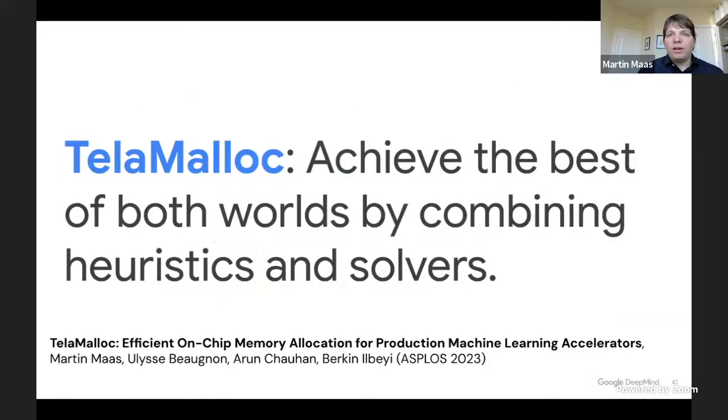And so what we did in this work is we developed a new kind of allocator called telemalloc. And the goal here was to combine heuristics and solvers in order to get the best of both worlds. Basically something that has the power of a solver to find solutions that the heuristic can't find, but also being faster. And this was published at ASPLOS earlier this year.